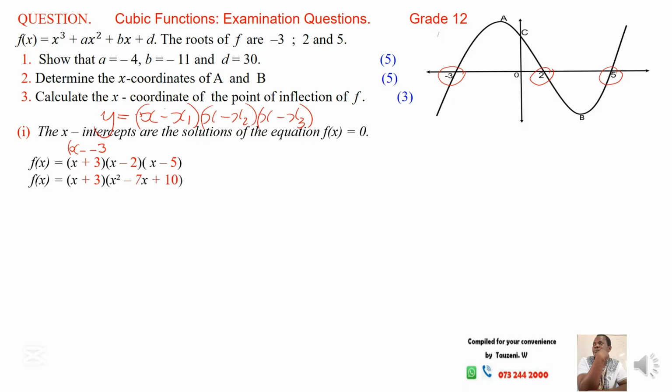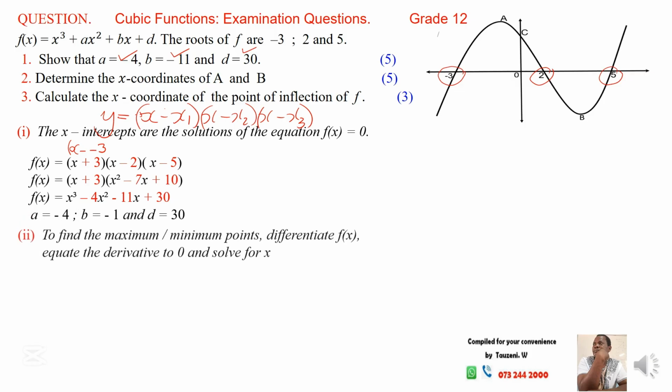After that substitution, I simplify using the FOIL method. The coefficient of x squared is -4. That is the value of a. The coefficient of x is -11. That is the value of b. The last term, which is the constant, is 30. That is the value for d. My first question is answered.